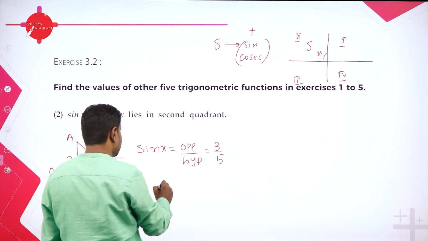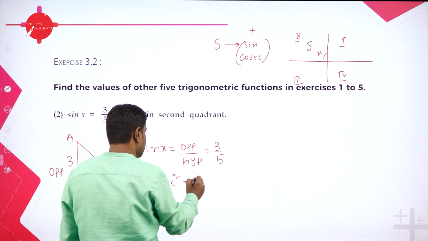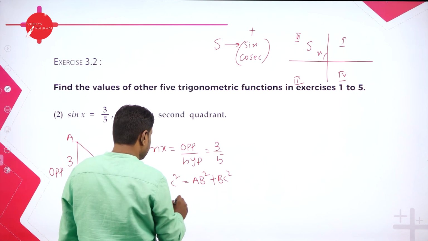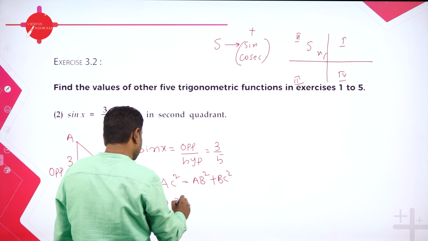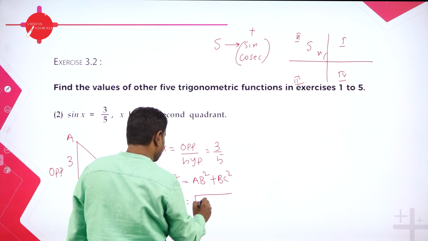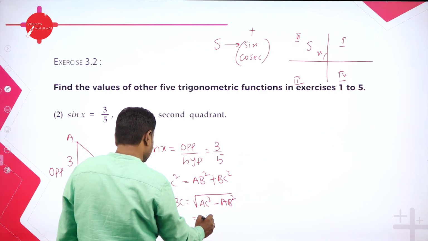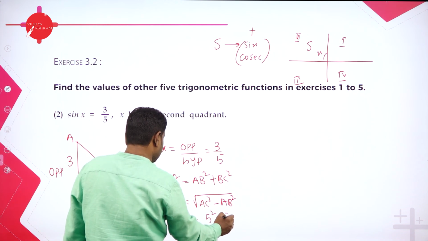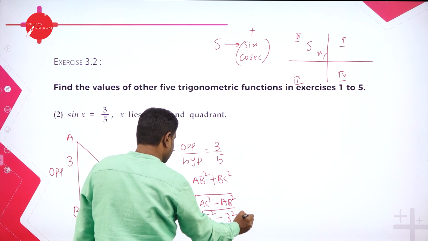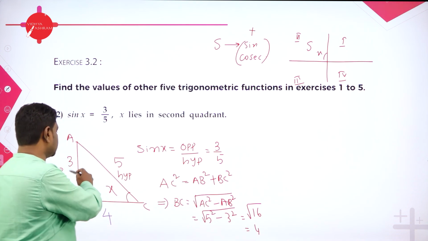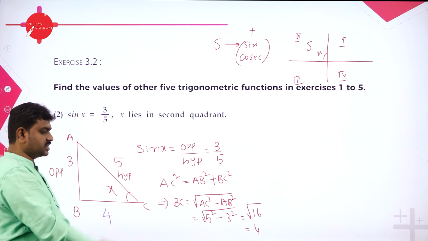What is the Pythagoras theorem? AC square is equal to AB square plus BC square. We wanted BC, so BC becomes root of AC square minus AB square. If you solve, that is root of 5 square minus 3 square, which is root 16, that is 4. Or by the Pythagorean triplet 3, 5, the missing number is 4.